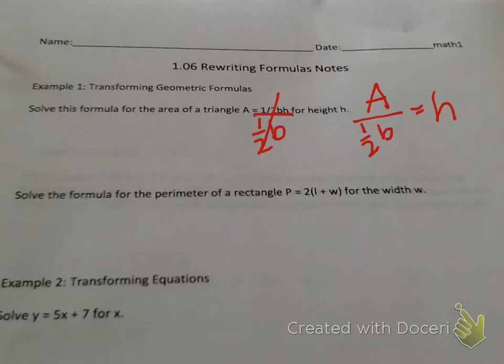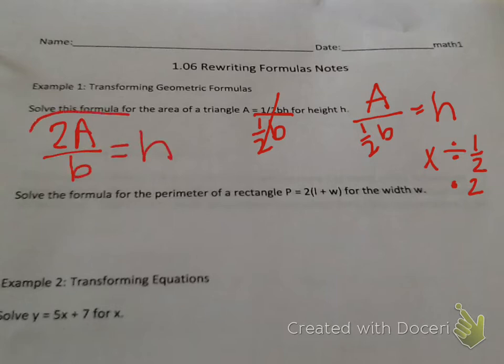The only problem with this solution is that we have a fraction within a fraction, this 1/2. We don't really like it. So dividing by 1/2, keep change flip, is the same as multiplying by 2. So I can rewrite this as 2A over b equals h.